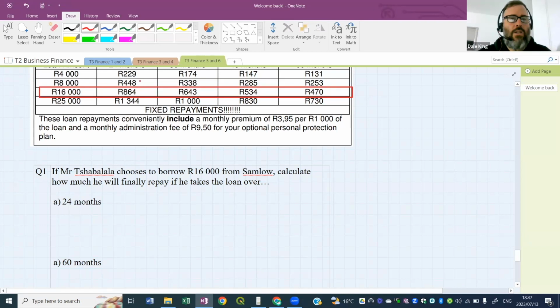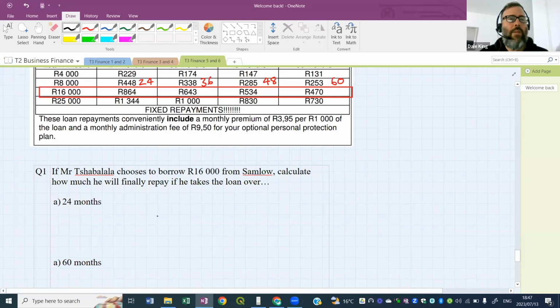I'm going to write here just above that line, 24, 36, 48, and 60. So the column headers I've brought down there: 24, 36, 48, 60 months. They need to know how much he will pay in total if he takes this loan, number 1, over 24 months, and number 2, over 60 months. You guys understand? You all ready? Can you do that for me?